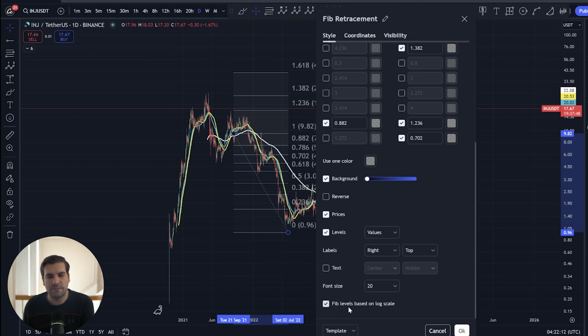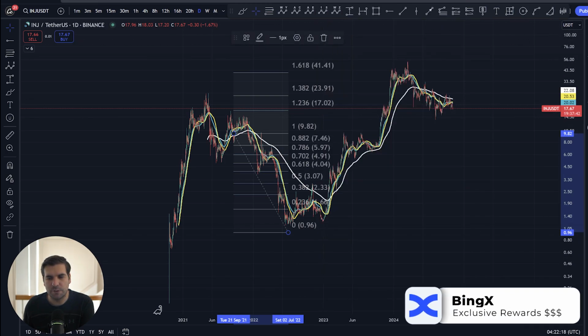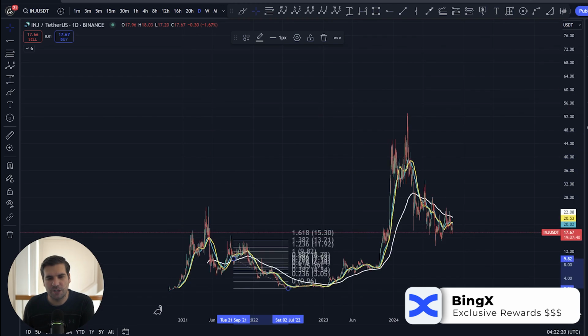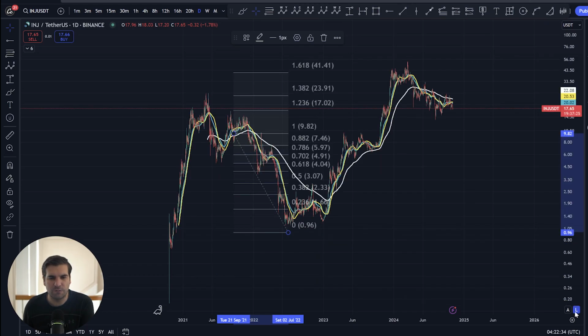This is for the fib levels based on log scale. This is because my chart is in logarithmic. You can see down here this little blue L. If I turn it off, the chart changes and basically becomes very hard to manage. If it's not in log scale, it'll look like this, and it's really hard to see what's going on. You can't really make any decent analysis. So instead we put it in logarithmic, which calculates all the price movements and allows you to see them a little bit easier.